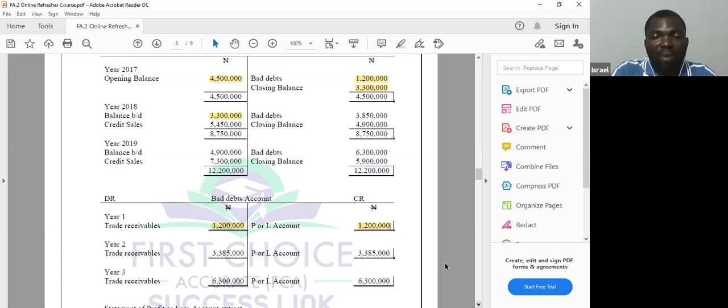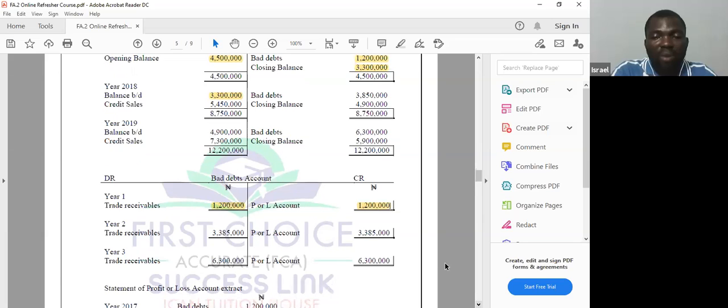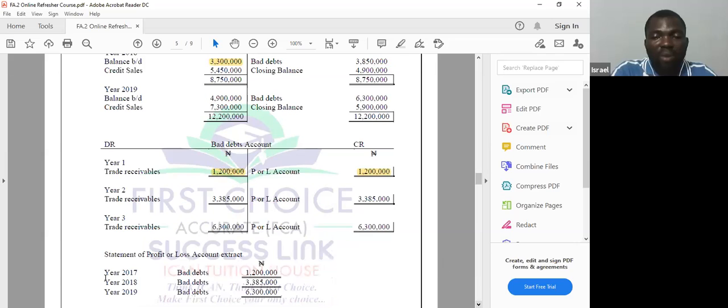So it is always written off to the profit or loss account, not balance carried down at the end of the year to be added to the next year. No, it's not done that way. Then the statement of profit or loss extract shows the bad debt, which will be used to reduce our gross profit. The same thing also applies to year two.